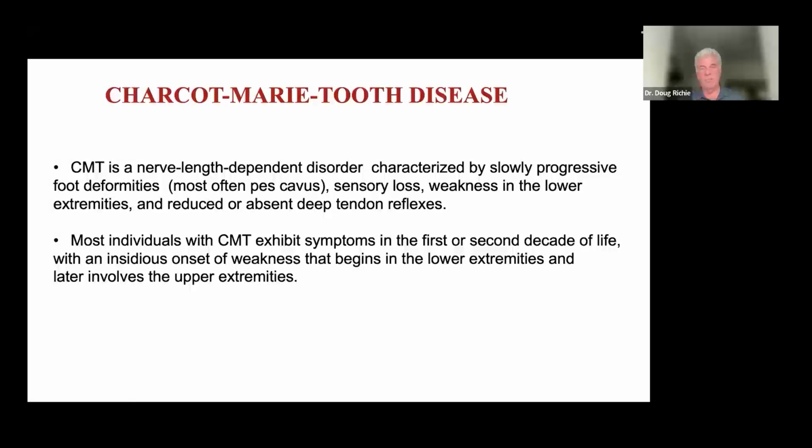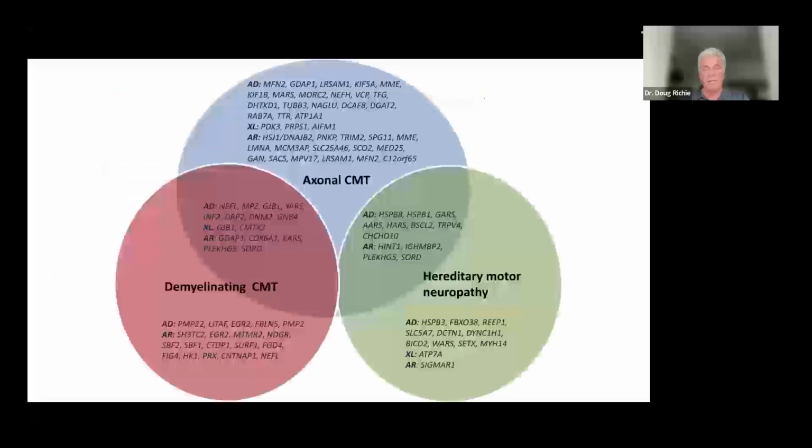We're going to move on to Charcot-Marie-Tooth. We all see patients with this disorder. Just a reminder that most of these patients exhibit symptoms in the first or second decade of life, with insidious onset of weakness, beginning with the lower extremities, but later involving the upper extremities. But we all recognize the progressive acquired deformity, mainly cavus deformity and digital deformities.